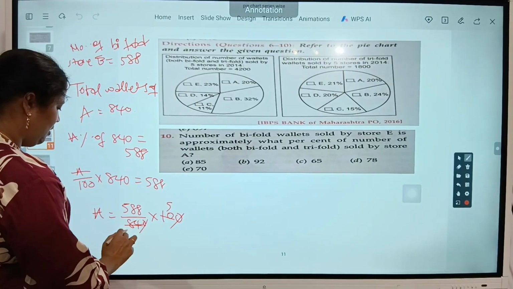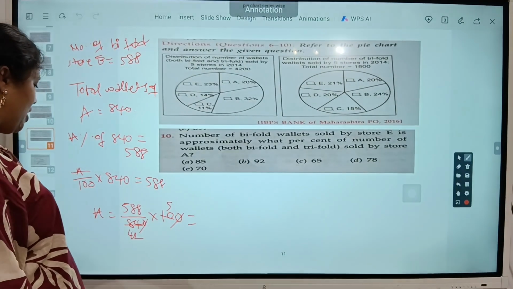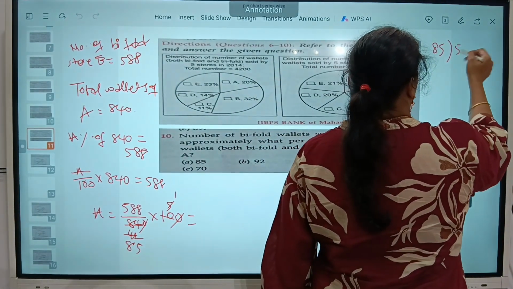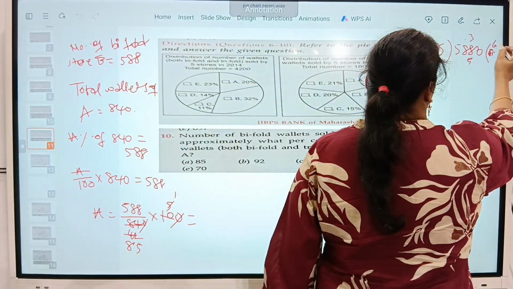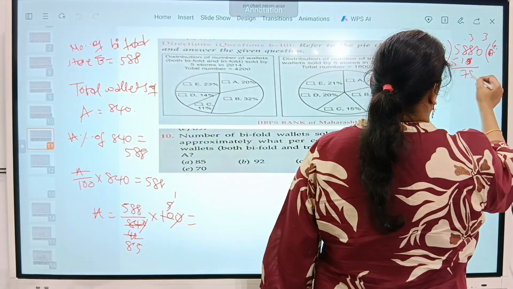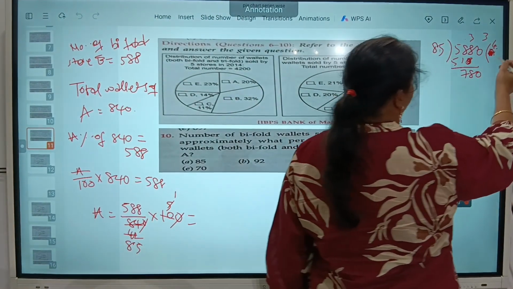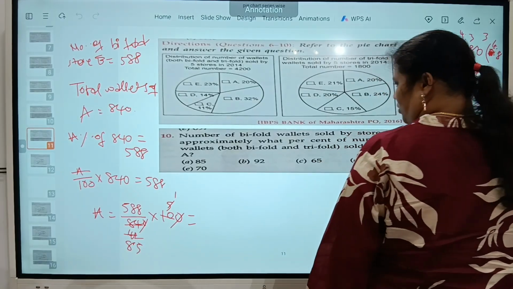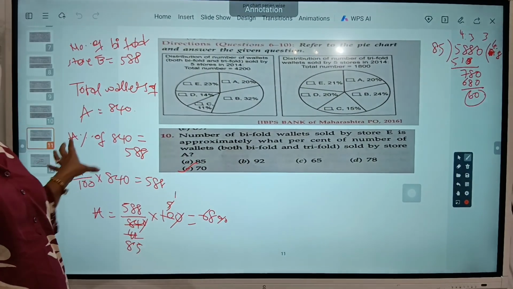So it comes to approx 68%. So the nearby answer in this is E, 70. Now this graph is over. We will move to another graph.